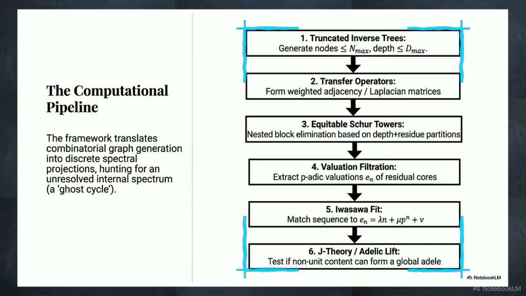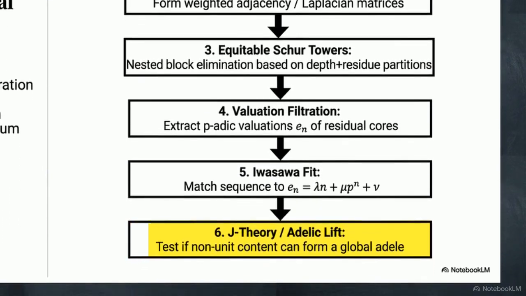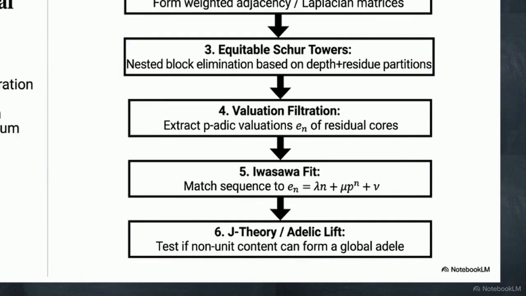This flowchart outlines a 6-step computational pipeline designed to hunt for that global equilibrium. We start by building truncated inverse trees at the top and work our way down to test for residual dissonance, a mathematical signal that a ghost cycle exists.